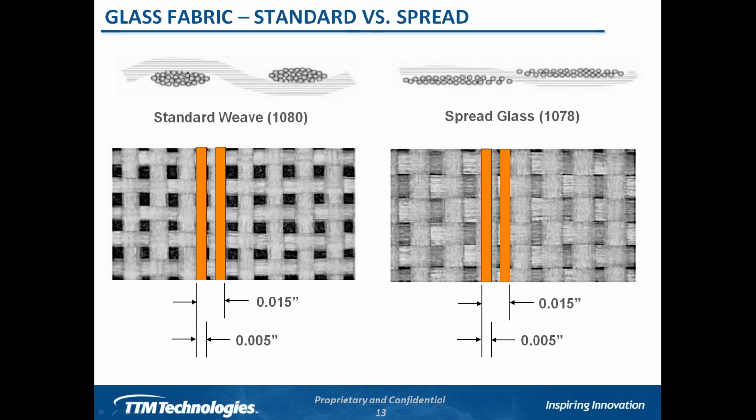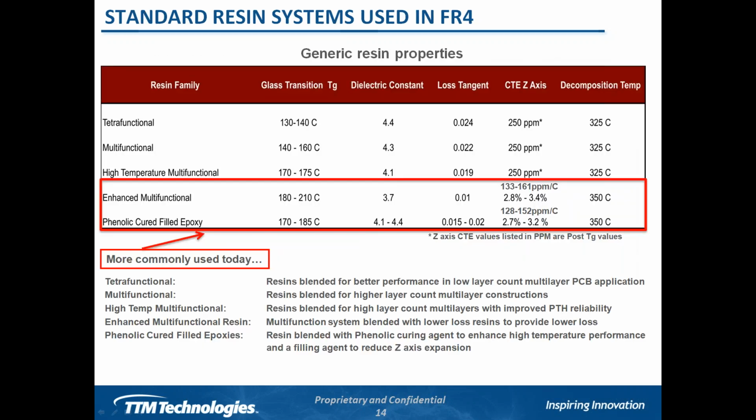Now, I show here a couple of theoretical differential traces, and what we see on the image on the left is one trace tends to run completely over a glass bundle, whereas the other trace tends to run over an alternating glass and resin feature underneath it. And again, that can become a big problem as we get to higher speeds. And I'll talk a bit about that more later.